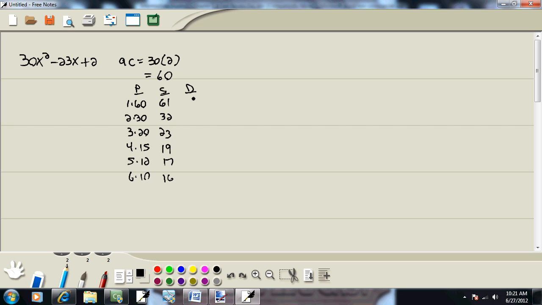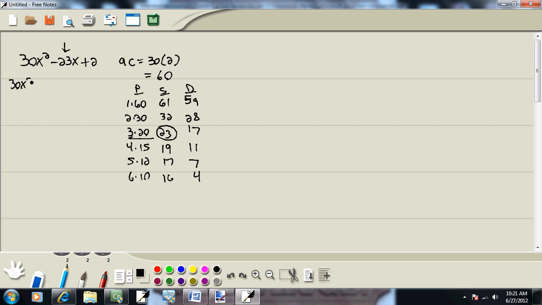Difference column, we subtract them. 60 minus 1 is 59. 30 minus 2 is 28. 17, 11, 7, and 4. Now, the number we're looking for is the number in our middle term, which is 23, which is right here, which means we're going to use 3 and 20.